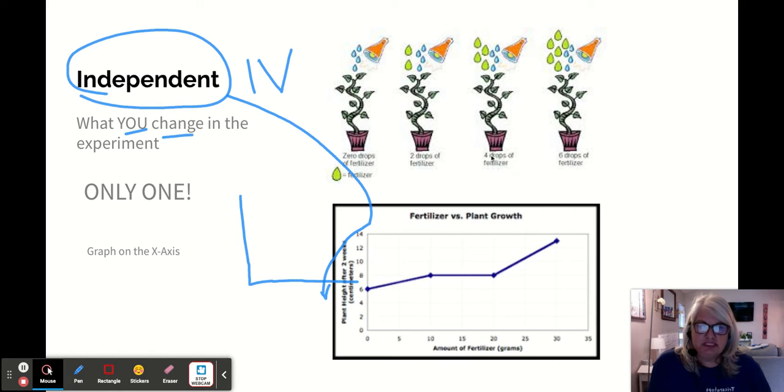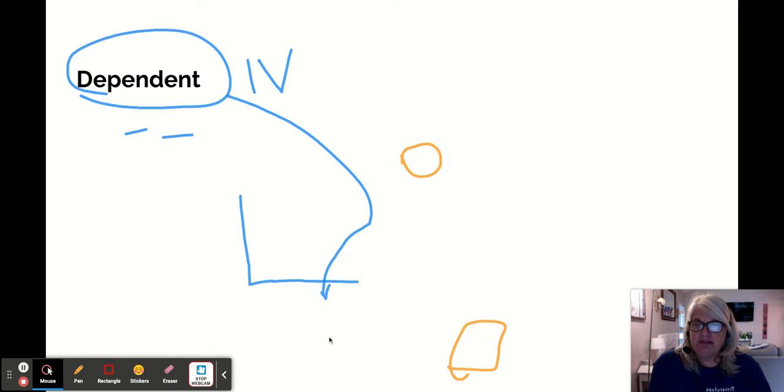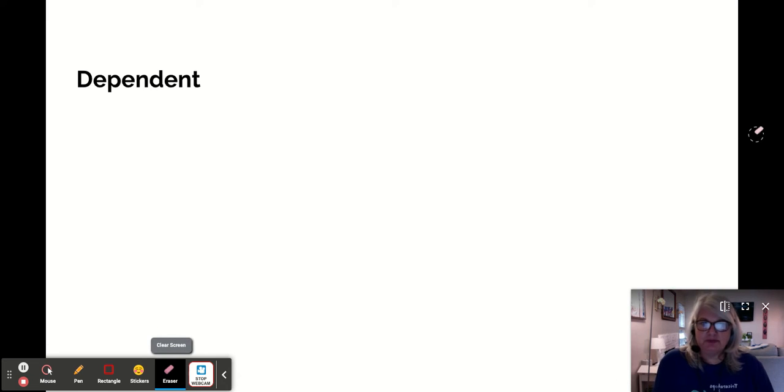Okay, so here's an example of this experiment on a graph. So you can see we said that the independent variable on this one was the amount of fertilizer, okay? And that is exactly what it is on the graph. So that is your independent variable. Let me clear this off so that we can do the next one.